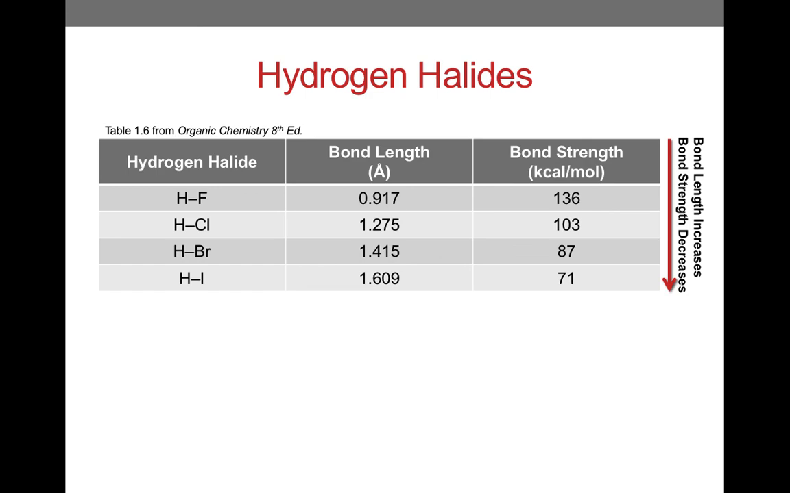Let's briefly look at the bond lengths and strengths of hydrogen halides. This will be useful when discussing acid and base chemistry, which is Chapter 2 in the textbook. As this table shows, as we go down group 7, the halogens, the bond length increases. This means that as we go down the periodic table, the bonds are easier to break, which will make them stronger acids, as we will discuss in the next chapter.